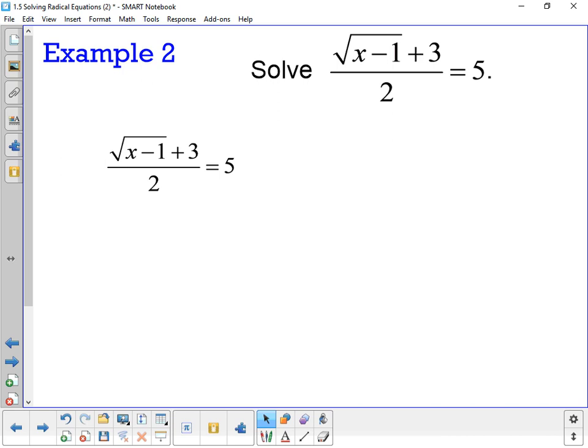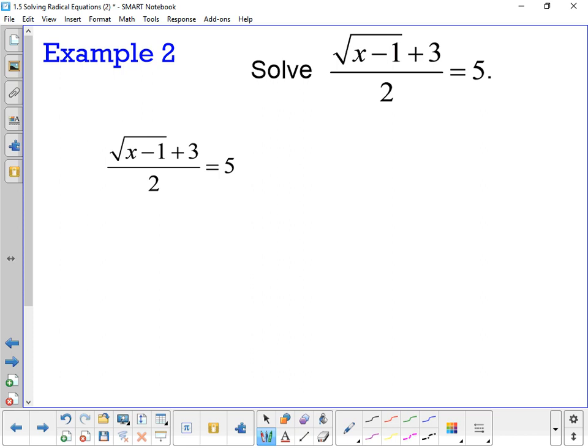Okay, so our next equation, it looks a lot more complicated, but it's still just a radical equation with the square root. And with each step, think about what's happening, and we'll slowly go through and unpeel those layers until we have gotten that x by itself.